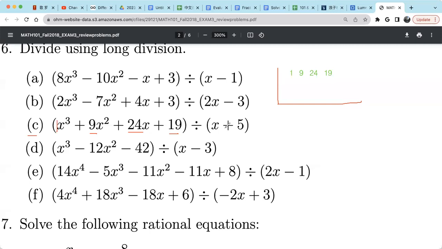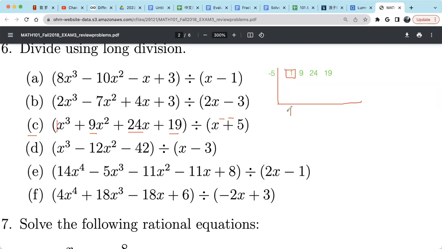Then the divisor is x plus 5, which means it's x minus -5, right? So I need to write down -5 outside. Okay, so we have set it up. Now, first step, whatever this number is, which is the leading coefficient of the dividend, we're going to write it down under the horizontal line.